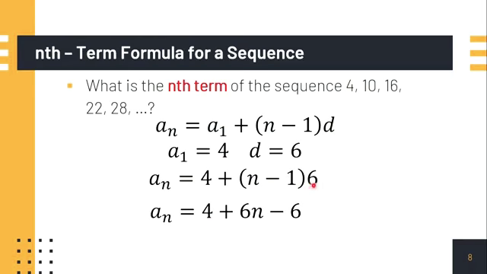So multiply natin yung 6 by using distributive property. So 6 times n, that is 6n. 6 times negative 1, that is negative 6. And then combine similar terms. Since si 6n, wala namang kaparehas dyan o kasamang may n, so copy 6n. And then si 4 minus 6, pagsamahin natin. So, 4 minus 6, that is negative 2. Therefore, the nth term of the sequence 4, 10, 16, 22, and 28 is 6n minus 2.